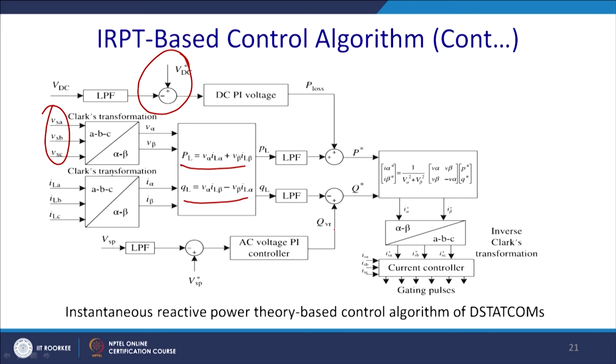From these matrices basically the reference I alpha and I beta is computed, and you can go back to the 3-phase system, alpha beta to ABC frame, the reverse Clarke transformation, and you can operate the current control voltage source inverter by the gating pulses. This is the principle of operation of IRPT based control signals.